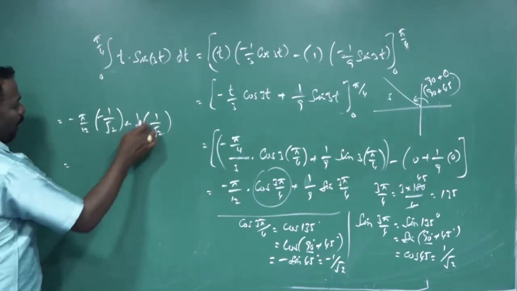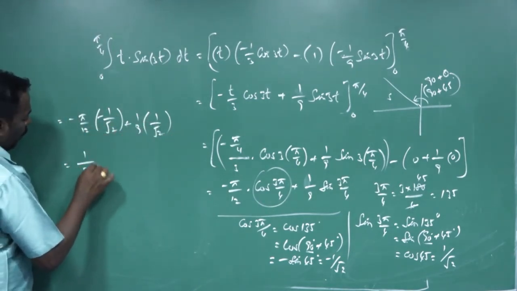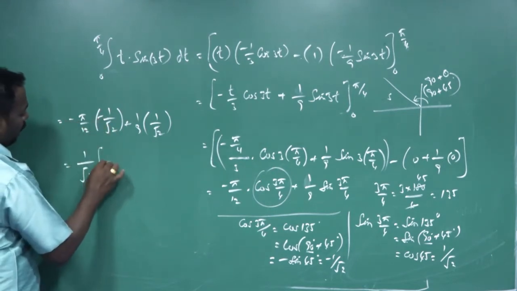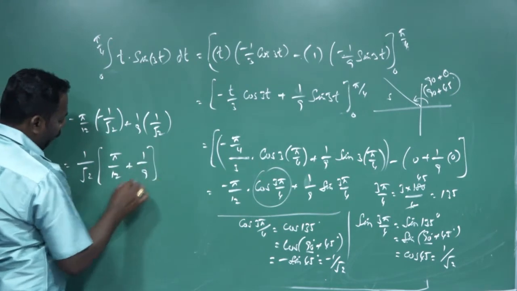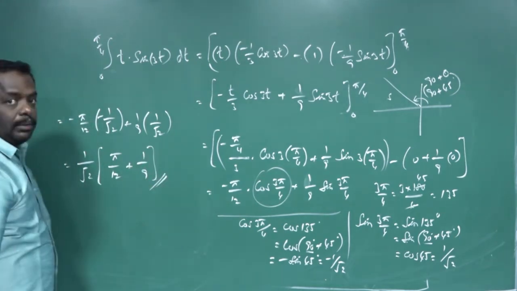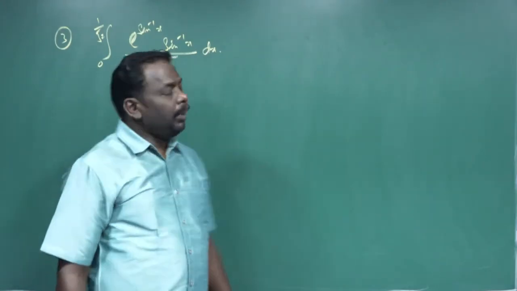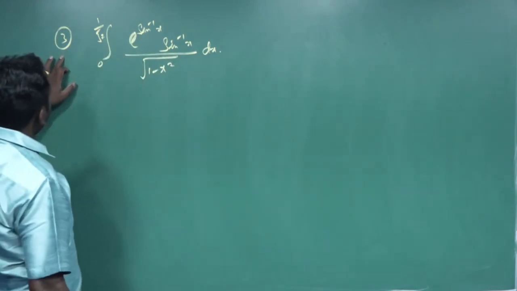Now take 1 by root 2 common, and the remaining terms are minus plus 5 by 12 plus 1 by 9, and this is called the final simplification. Come to the next exercise problem, the third one.